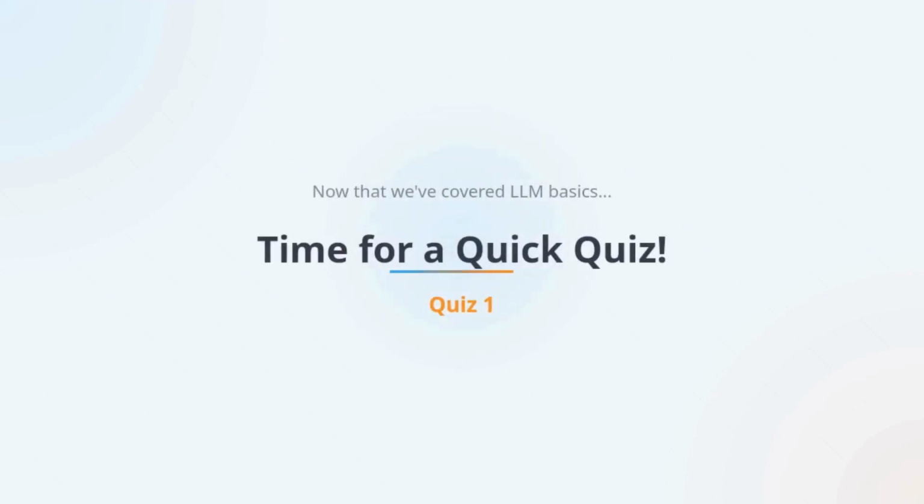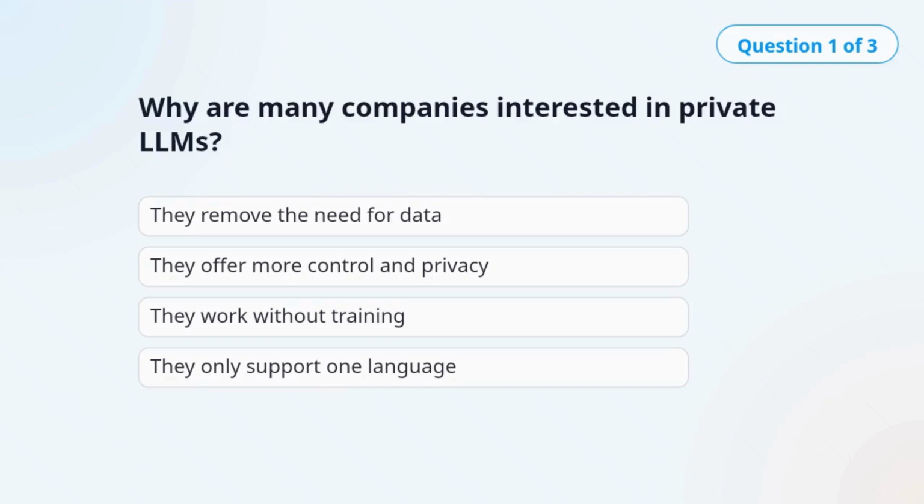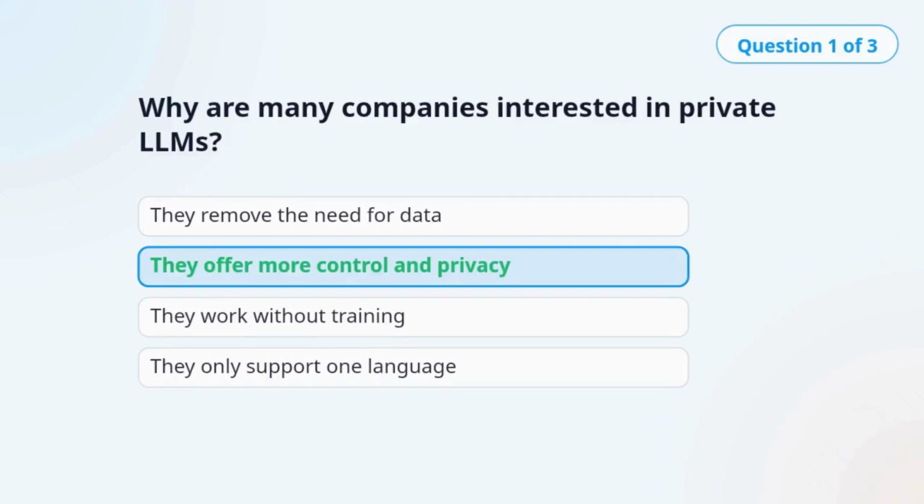Now that we've covered LLM basics, let's test what we've learned so far. Here's quiz number 1. See if you can get it right. Question 1. Why are many companies interested in private LLMs? The correct answer is, they offer more control and privacy. Private LLMs are valued because organizations can customize them, protect sensitive data, and reduce dependence on external providers.